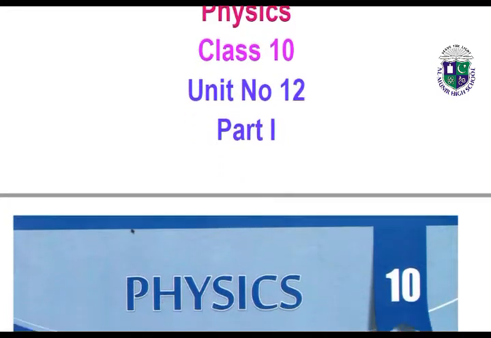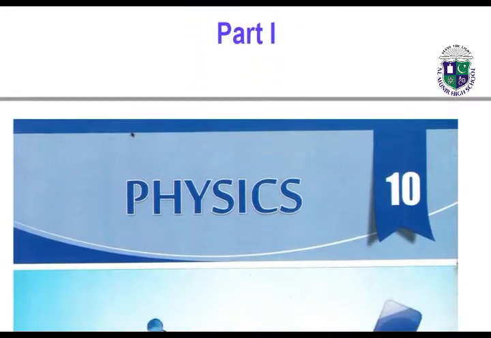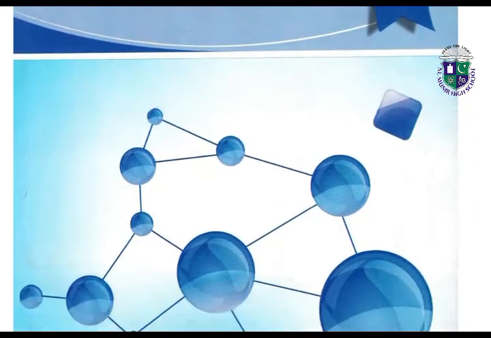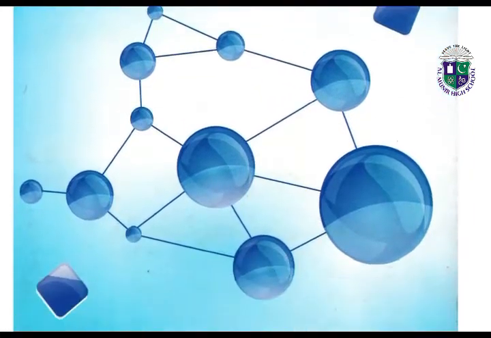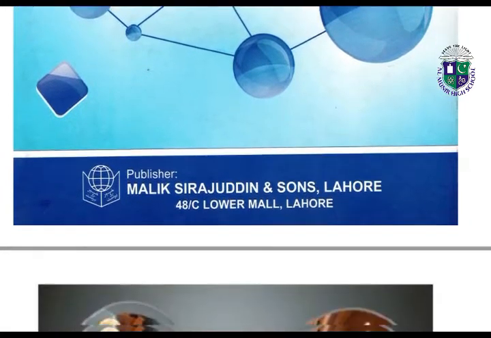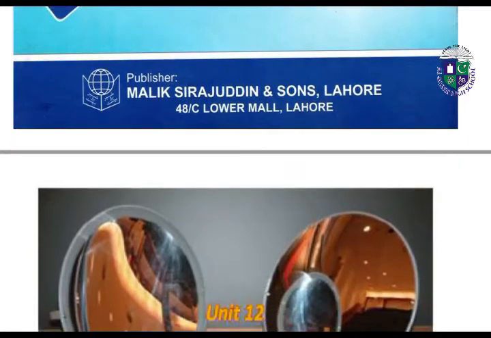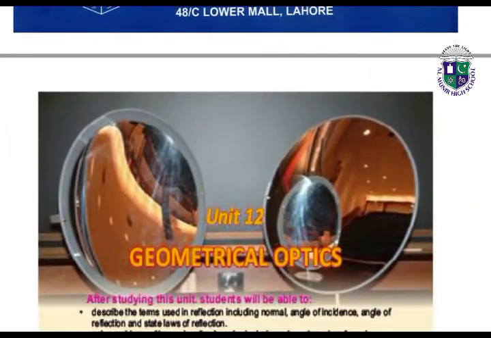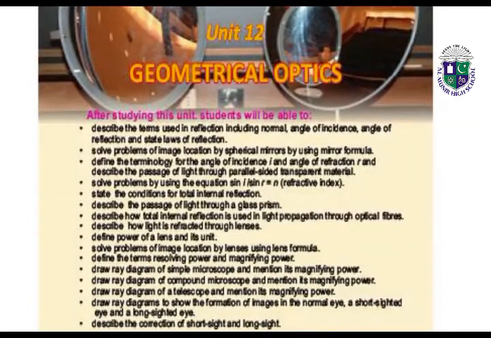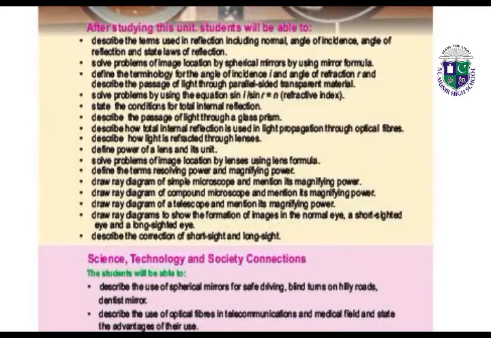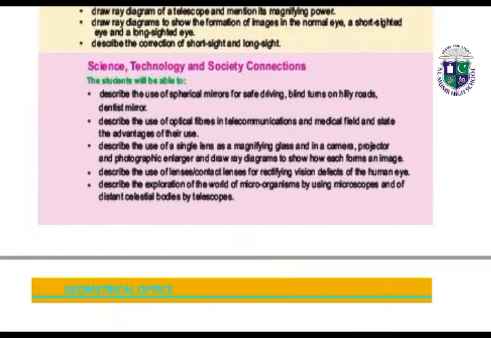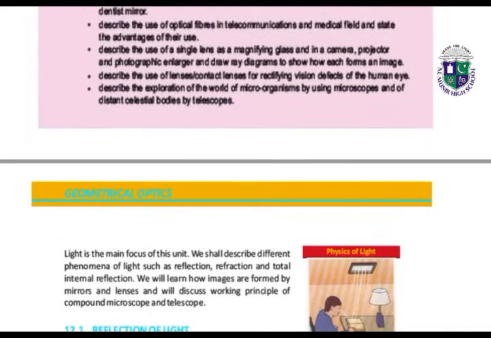Unit number is 12. This is your physics book title for class 10. Today we are going to start our unit number 12. Unit number 12 is about geometrical optics. In this unit, first of all, we will look at the laws of reflection. So our first topic of unit number 12 is about the light.